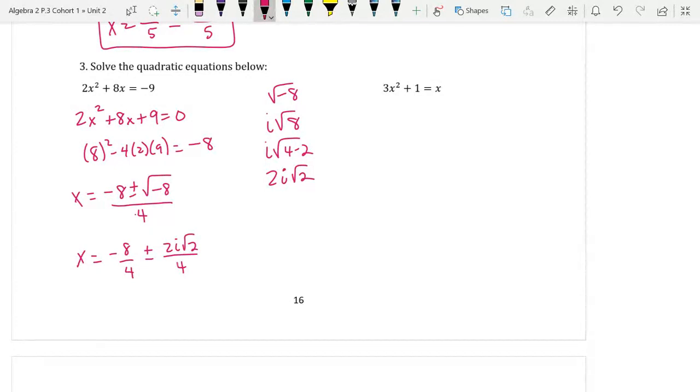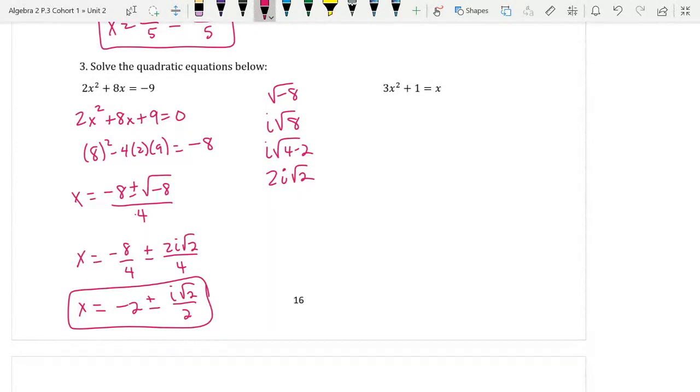And I want to try and simplify each fraction. Sometimes they can simplify differently. That's why we separate them. So I have negative 2 plus or minus. This is going to reduce to a half. So I have i square root of 2 over 2. I'm just reducing the real numbers on the outside.